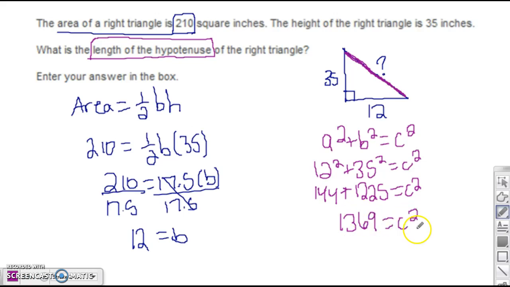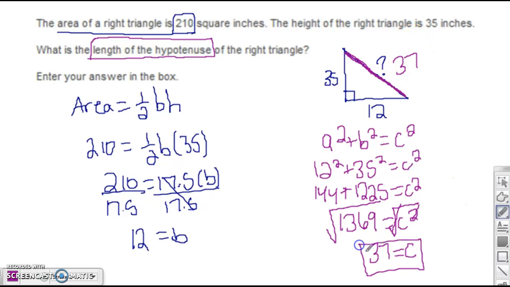And then to get rid of the square, you have to square root. Squares and square roots are opposites, so they would cancel. And so the square root of 1,369, that's a positive and a negative 37, but you can't have a side length that's a negative. So we know that our hypotenuse has to be positive 37. And that is our final answer.